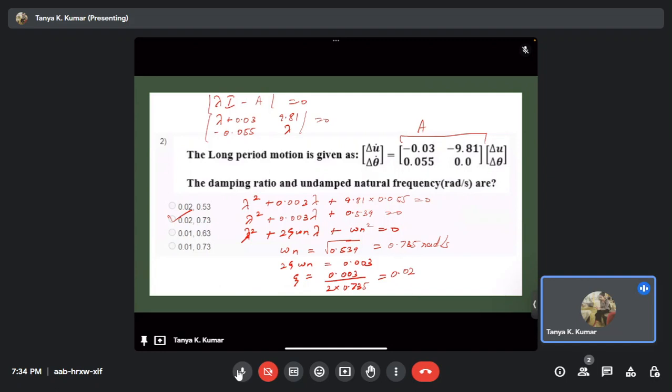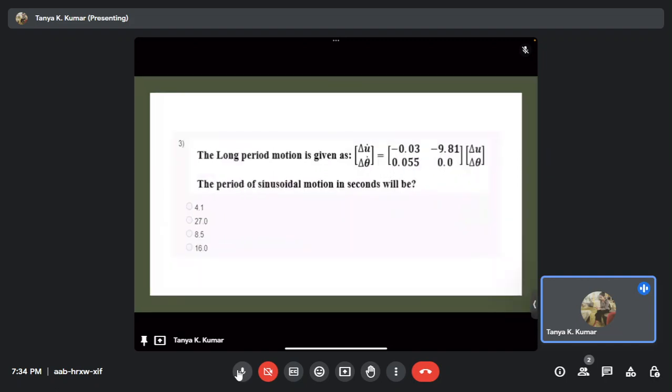The long period motion is given, same process, right? Find out the characteristic equation, equate it to the equation of a typical second order system, and then find out omega n and eta. Tell me this answer. Find out the characteristic equation and tell me.